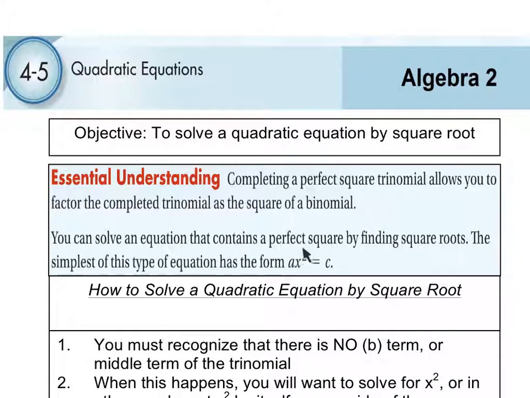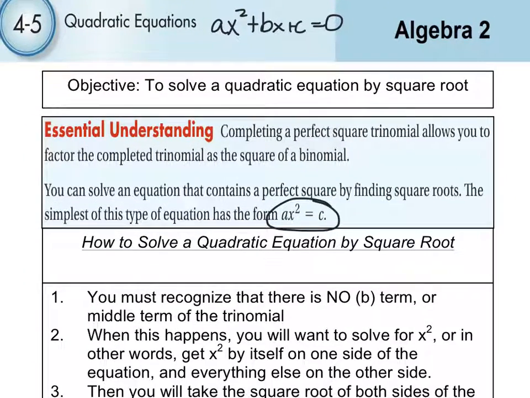It says here, you can solve any equation that contains a perfect square by finding the square roots. The simplest form of the type of equation is ax squared equals c, which means, you guys notice there's no b term, because if you remember, ax squared plus bx plus c is equal to 0 is our regular form. And now notice there's no b term, so there's no x value.